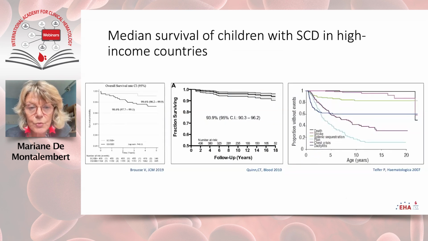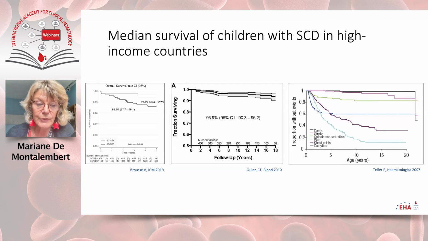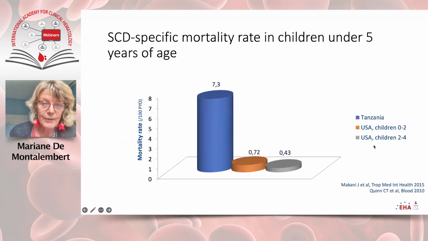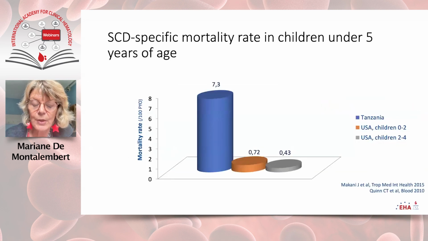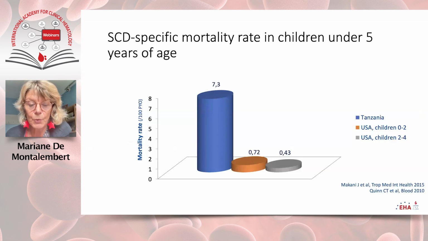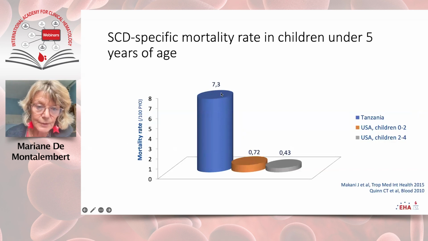But thanks to neonatal screening, appropriate use of transfusion, and hydroxyurea, nowadays the survival of children with sickle cell disease in high-income countries is about 98%. Here in France, in the United States, in Great Britain. This is true in high-income countries. It is not true at all in low-income countries. Here is the example of Tanzania, given that in Tanzania they have a special interest in sickle cell disease and a dedicated program. But here is the mortality rate in Tanzania, to be compared with the mortality rate in the US.